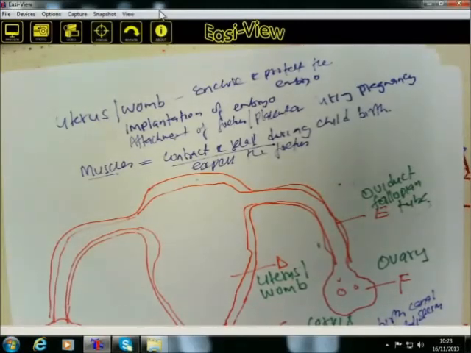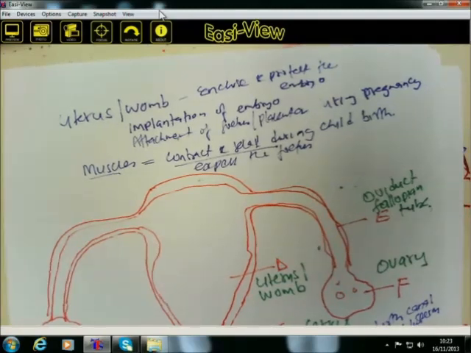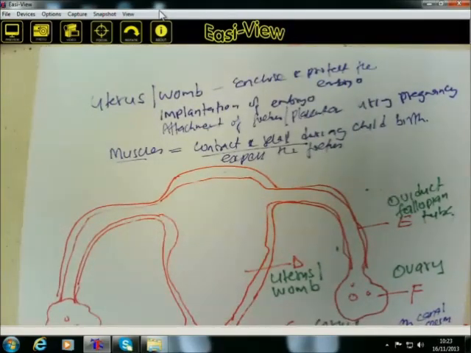Now the uterus has muscles. These muscles can stretch to enclose and protect the fetus during development. Those muscles also contract and relax during childbirth to expel the fetus. That is the main important thing about the uterus.